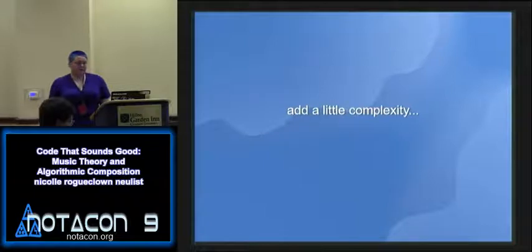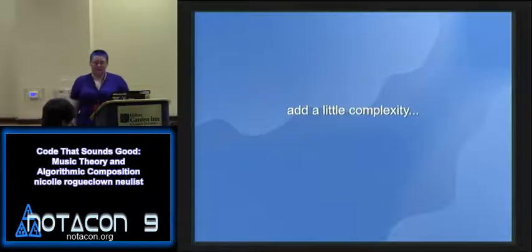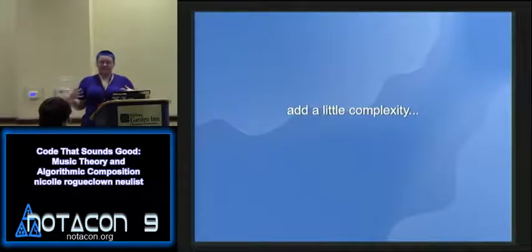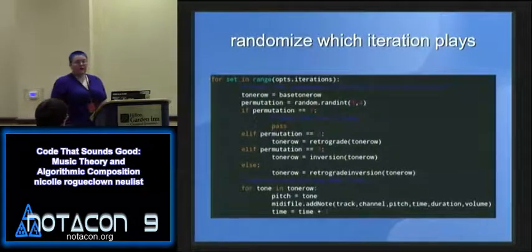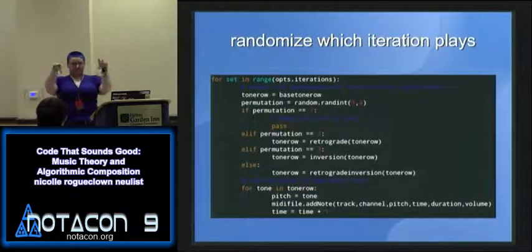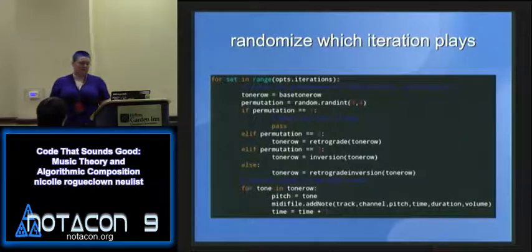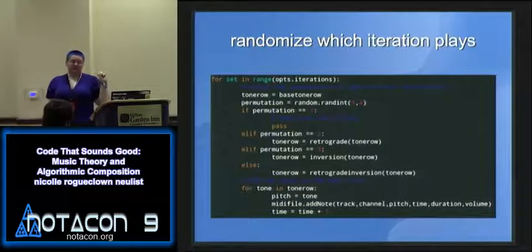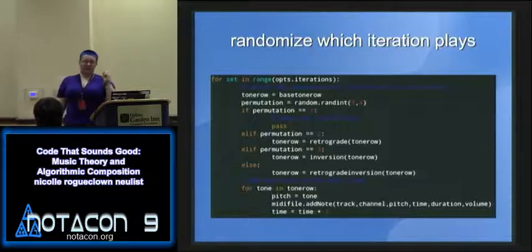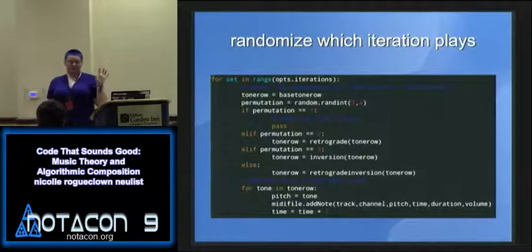Now those are the basics of 12-tone music, but it would be kind of boring to just sit there and listen to, okay, this is the prime, this is the retrograde. You want to add maybe other voices or other ideas to it. You can randomize which iteration plays. It doesn't always just have to be the prime, then the retrograde, then the inversion, then the retrograde inversion. So I have here your basic tone row, and then it picks a random number between 1 and 4. If it picks 1, it plays the tone row, the prime. If it picks 2, it does the retrograde. 3, the inversion. 4, the retrograde inversion.